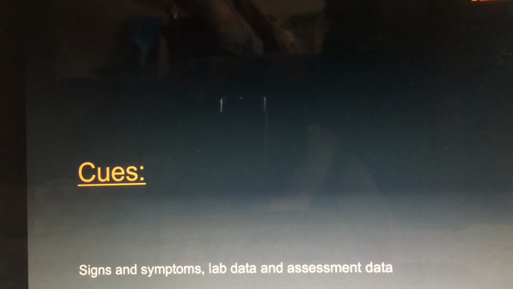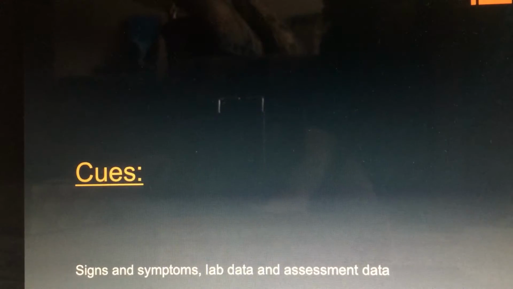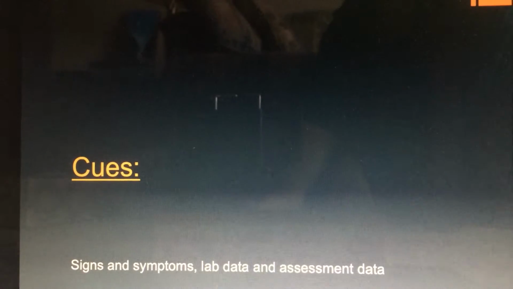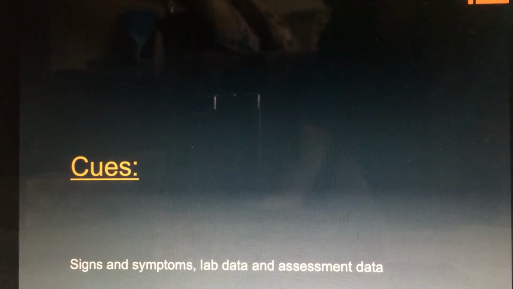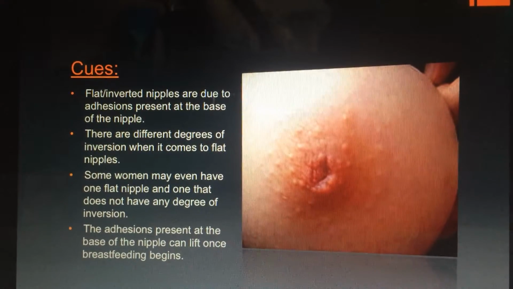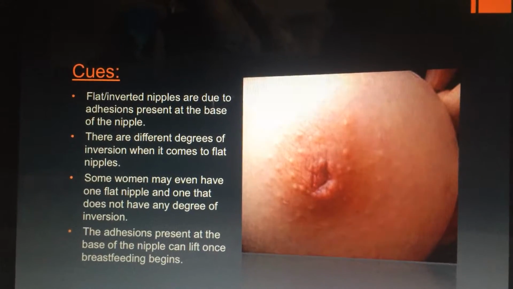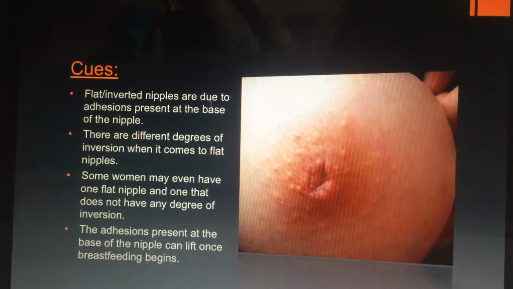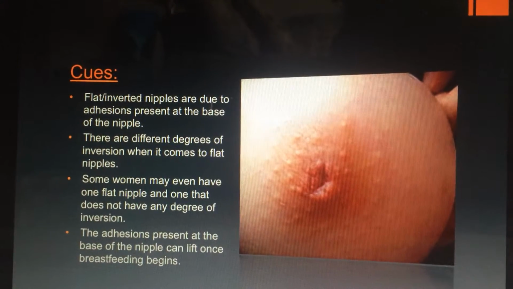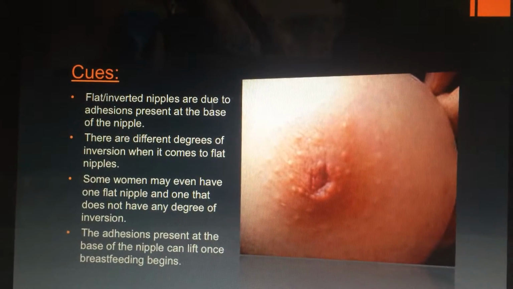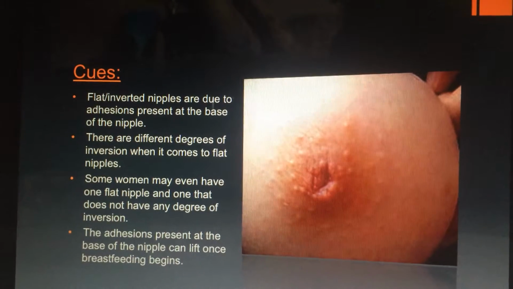After taking all this knowledge, I looked at the cues of flat nipples and jaundice. The cues take in signs and symptoms, lab data, and assessment data into consideration. Flat or inverted nipples are due to adhesions present at the base of the nipple that did not stretch or become more elastic in the third trimester, when changes in the breast usually take place.